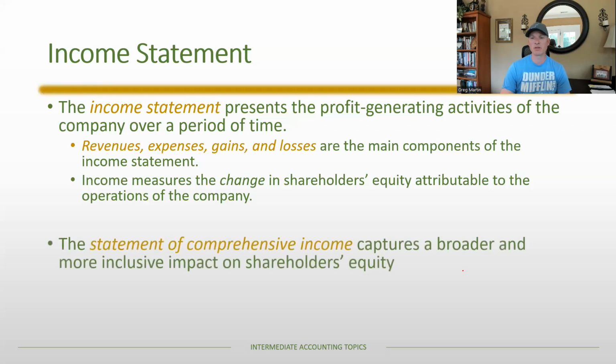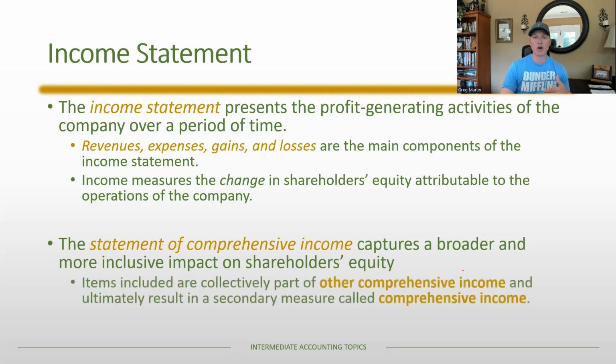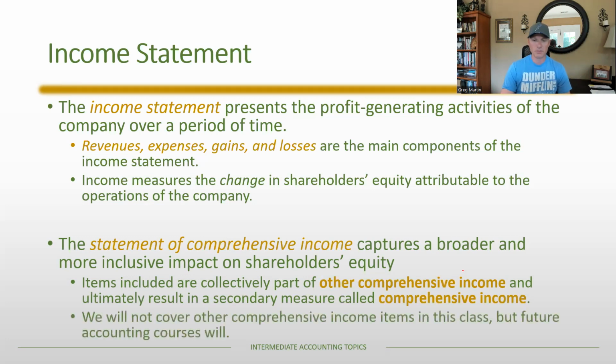There is something called the statement of comprehensive income, which is a little bit broader as far as a measure of income. With an income statement, we stop at net income. Comprehensive income includes some other things, and we call those other items other comprehensive income. And again, it's a secondary measure. It is not something we're going to cover in this chapter. You're going to see it a little bit here and there, and especially in later intermediate accounting classes.